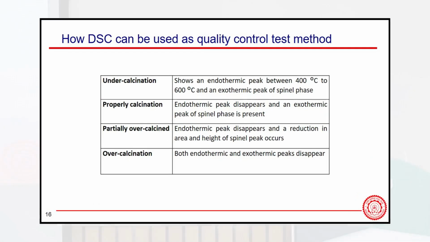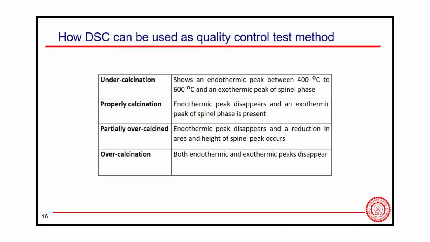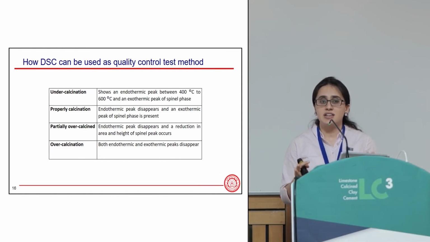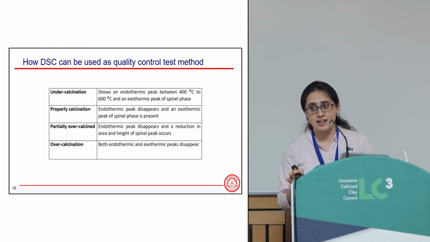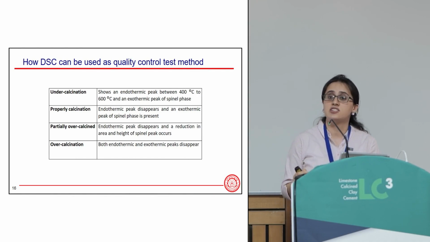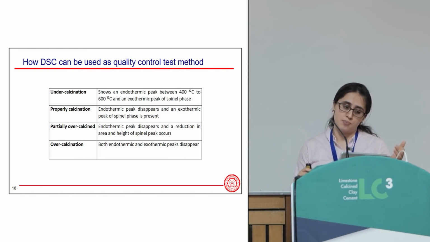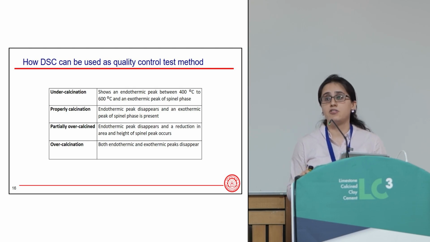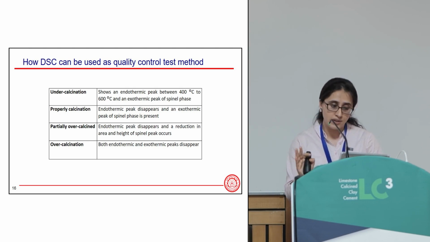So, a quick overview: how can you use DSC as a quick test method? The first possibility, when you are calcining the clays, is that you can check under calcination. If there is an endothermic peak in the DSC curve of a calcined clay sample, it clearly indicates the temperature is too low. You need to increase the temperature. For a properly calcined clay, you will not see any endothermic peak. There will be only a well-defined exothermic peak.